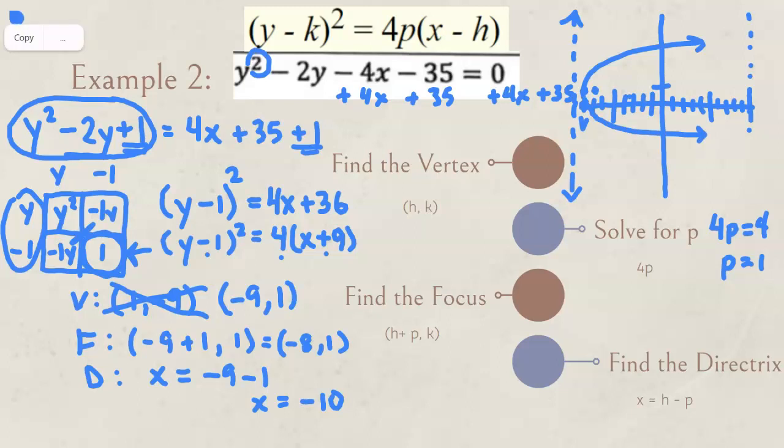All I'm looking for in your graphs is that your vertex, your focus, and your directrix are in the correct location, and that your graph opens in the correct direction. Your parabola kind of hugs its focus, so that should help you find the direction. The direction is also based on the p-value. If the p-value is positive, then your parabola is going to open in the positive direction. On the x-axis, the positive direction is to the right. On the y-axis, the positive direction is up.